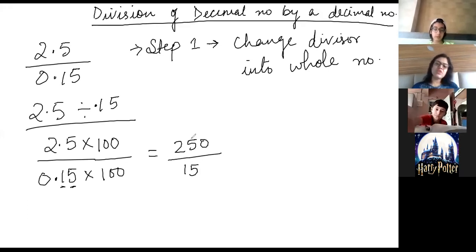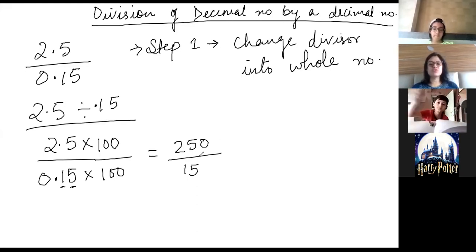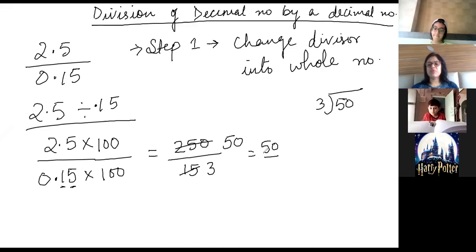Now this becomes very easy because this is a normal division. I can do it by lowest form also. 5 3s are 15 and 5 5s are 25 and 0. Okay, so this is 50 by 3. So 50 by 3 can be divided like this. It is now 50 divided by 3. How will you divide? 3 ones are 3.